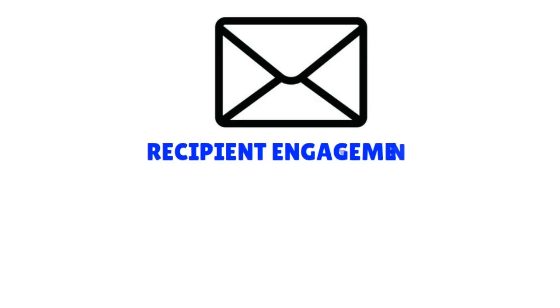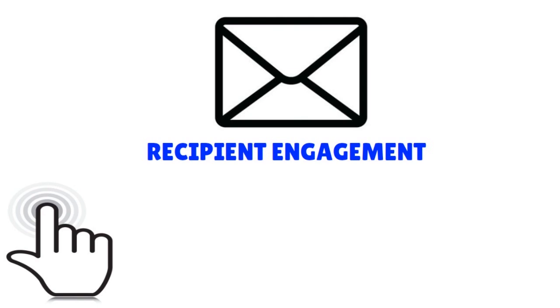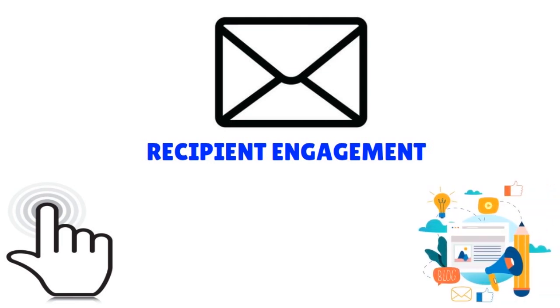You also want to think about recipient engagement. This is another factor that ISPs are looking at. Recipient engagement is a measure of how recipients interact with your emails, including actions like opening, clicking, and reading. Engagement metrics like open rates, click through rates, and time spent on emails reflect how interested recipients are in your content. Low engagement suggests to ISPs that your emails lack value, which leads to inbox placement issues.